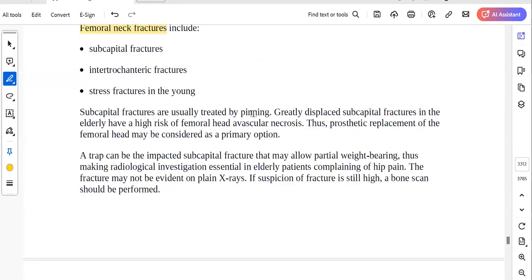Subcapital fractures are usually treated by putting a pin. A greatly displaced subcapital fracture in the elderly has a risk of femoral head avascular necrosis. So for an elderly patient, it is better to go for a prosthetic replacement.